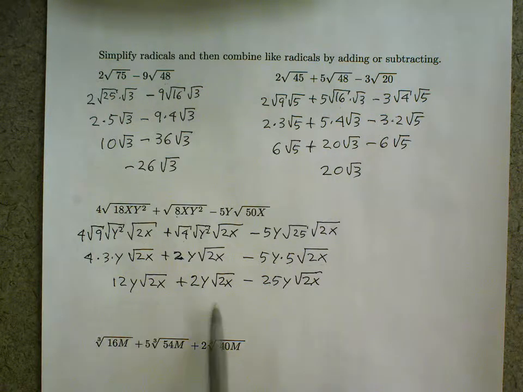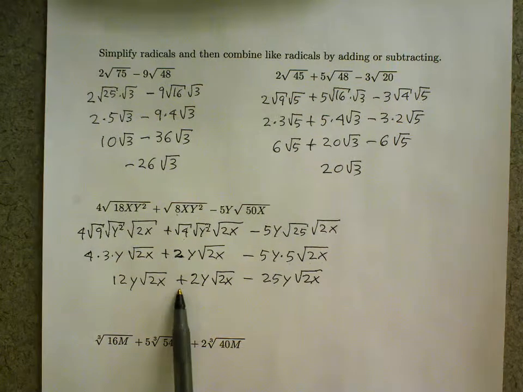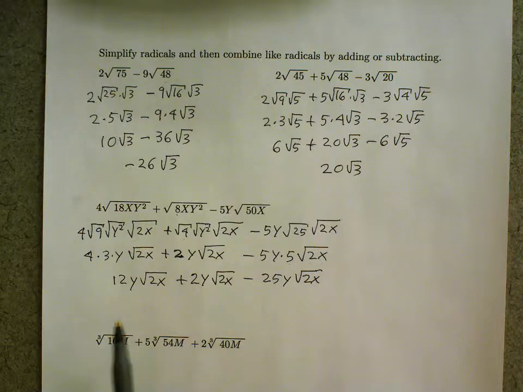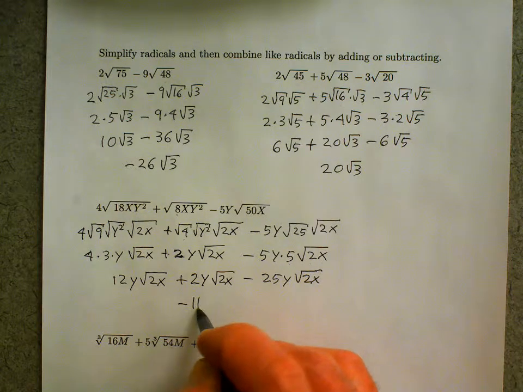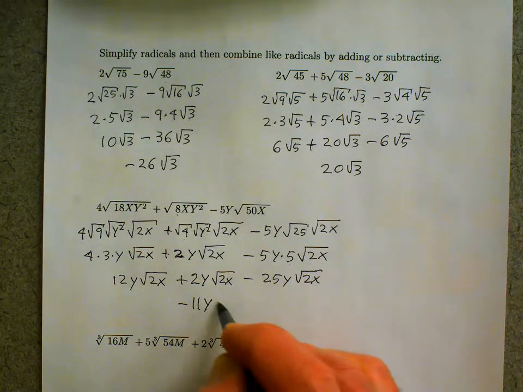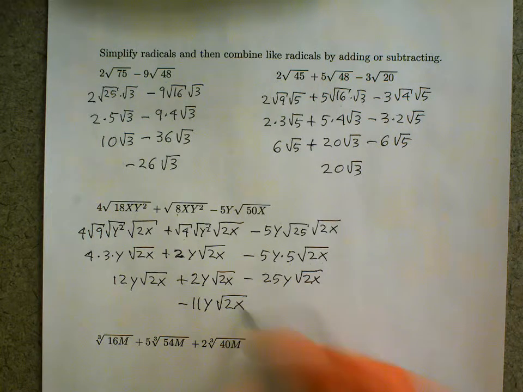Each of the 3 terms is like the other 2. So they are like terms, and they can be combined by adding and subtracting. So we have 12 of those terms plus 2 more. So up to here we have 14. And then we're subtracting 25 of the same. So we're left with negative 11 times y times the square root of 2x. That is our simplified result.